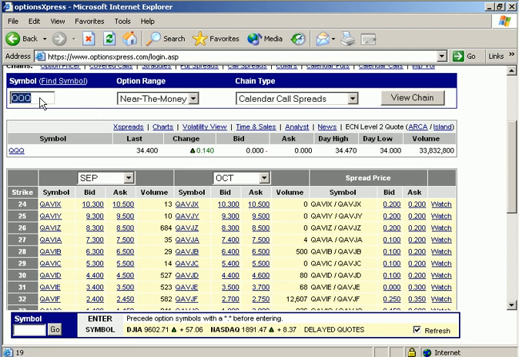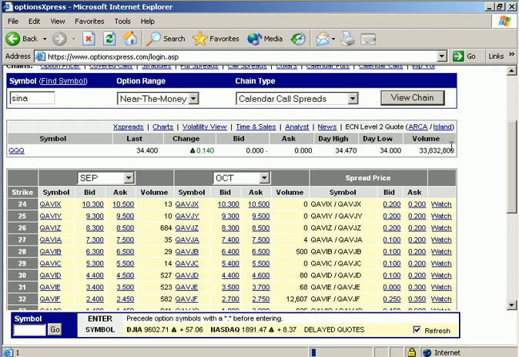So let's put in a symbol here, SRA, and we're simply going to leave the option range at near the money and the chain type at calendar spreads, and just hit view chain, okay? Once we do that, it's searching for all the option information.